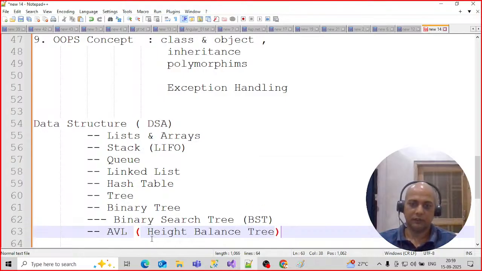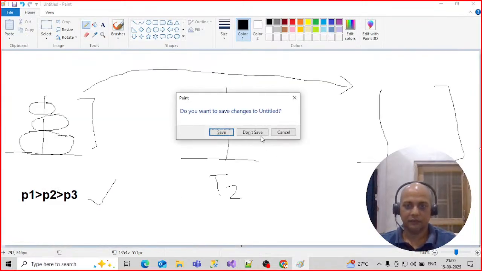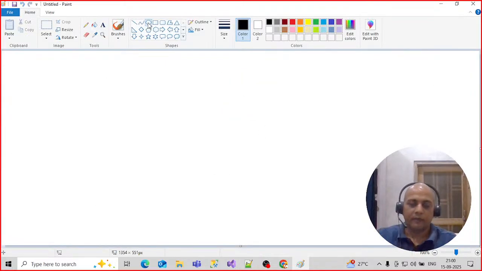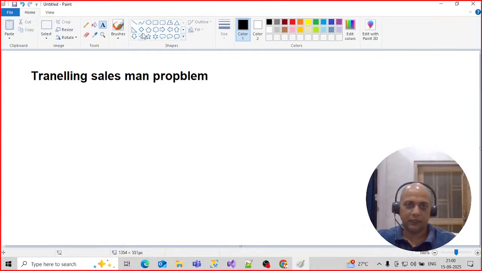So this one is the tree, and then you will be studying about graph theory, basic graph, right? Do you know what graph is in real life? Like you can see this one. You have the traveling salesman problem, correct? One problem I can say, traveling salesman problem.